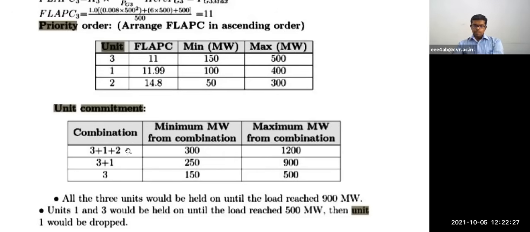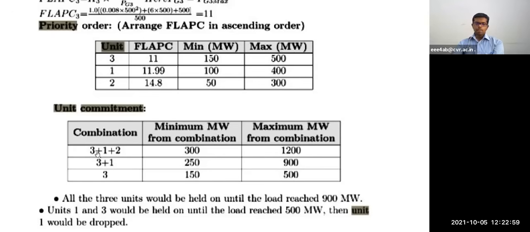Okay, so here if you see this combination, that is what is said here also. All the three units would be held on until the load reached 900 megawatt. That is, all three units until the load reached 900 megawatt. If you follow this 3+1 combination, it would be held on until the load reached 500 megawatt. Next, simply the unit 1 would be dropped.